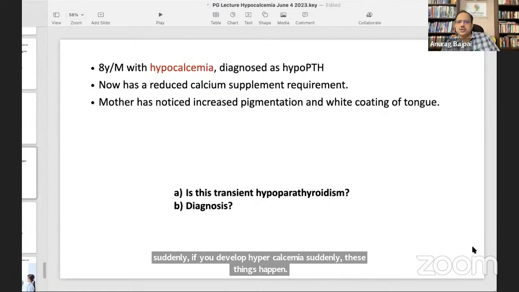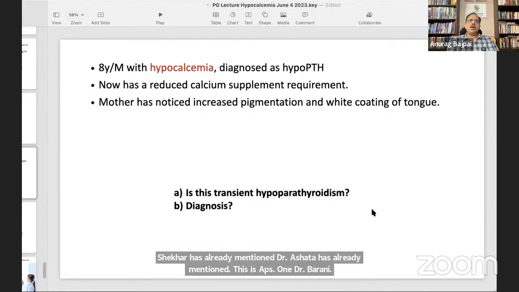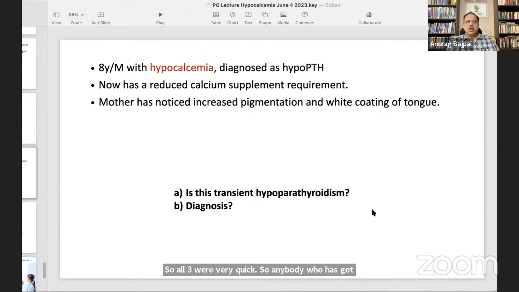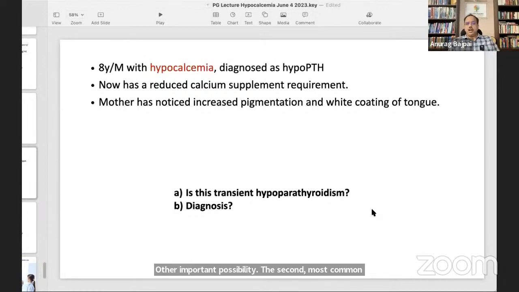So this is, as Dr. Shekhar has already mentioned, Dr. Irshad has already mentioned, this is APS1, Dr. Bharani. So all three were very quick. So anybody who has got hypoparathyroidism in childhood beyond the typical age for DiGeorge syndrome, think of APS as an important possibility. The second most common endocrine manifestation of APS1 is cortisol deficiency.